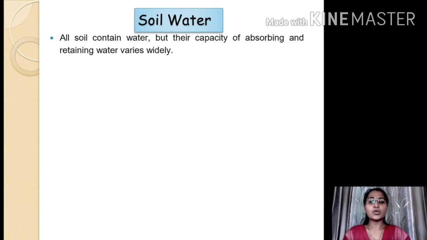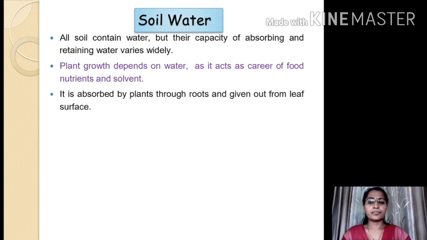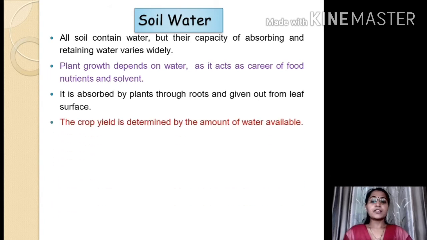Guys, we all know soil contains water, but their capacity of absorbing and retaining water varies widely. And plant growth also depends on water, as water acts as a carrier of food nutrients as well as a solvent. This soil water is absorbed by plants through roots and given out from the leaf surface. The crop yield is also determined by the amount of water available.